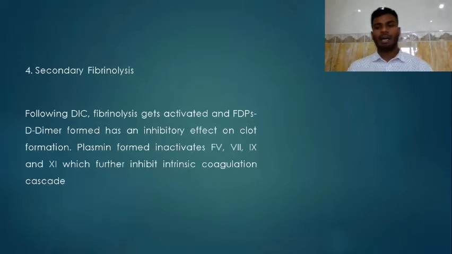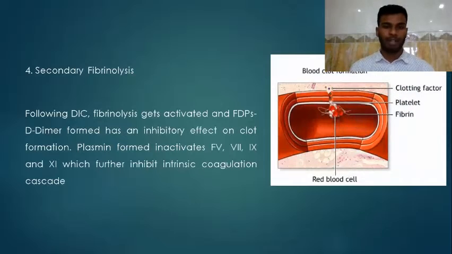Another cause of DIC is secondary fibrinolysis. Fibrinolysis gets activated and the FDPs and D-dimer formed have an inhibitory effect on clot formation. Plasmin formed inactivates factors 5, 7, 9, and 10. These are the clotting factors, which further inhibits the intrinsic coagulation cascade.